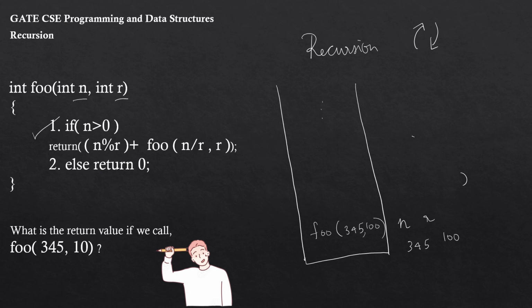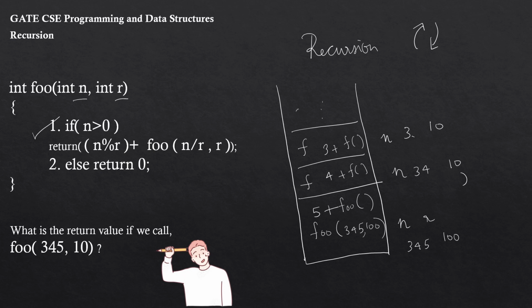Here n mod r returns the remainder, plus foo of a new function call. So the next time the function call happens, n becomes 34 and r is 10. Again n mod r plus the next function call. Then n is 3 and r is 10. Next we're calling 3 plus the next function call. The next time we call, n becomes 0 and r is 10.